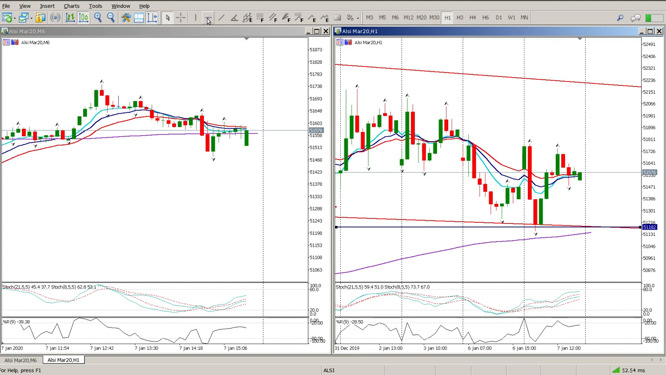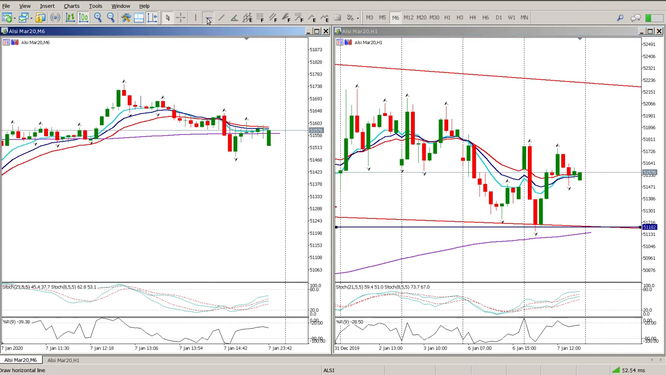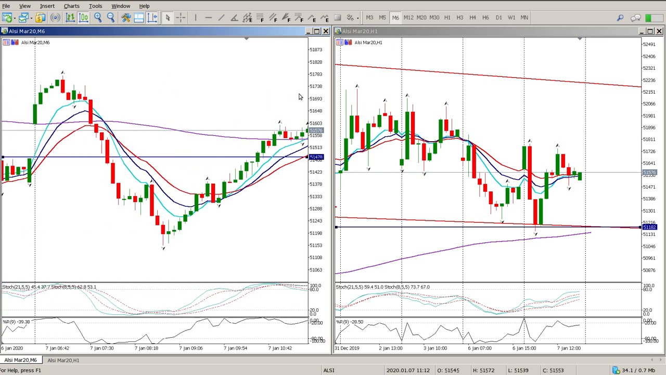So I think for today, a break below this fractal here will trigger a short. That's 51478, and that short for me would firstly target the lows of yesterday.